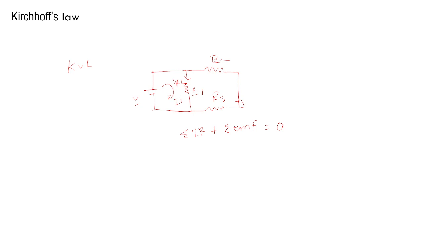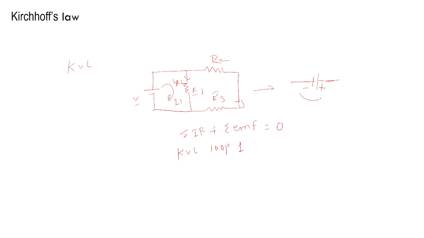If you want to write the KVL equation for loop 1, how will it be? For this we need to understand the sign convention. For example, this is minus and this is plus.